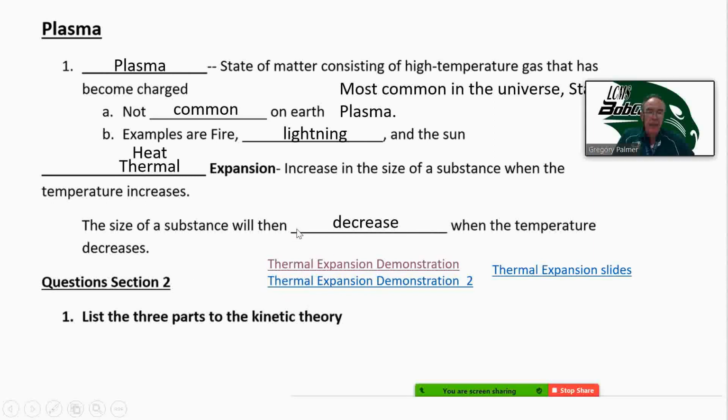After we look at those videos, I want you to answer the questions for section 2 that are the remainder of this page. So what are the 3 parts of the kinetic theory, down to those 2 tables at the bottom of the page you need to fill out yourself. And we'll pick this up next time.